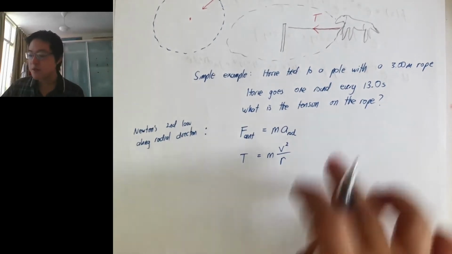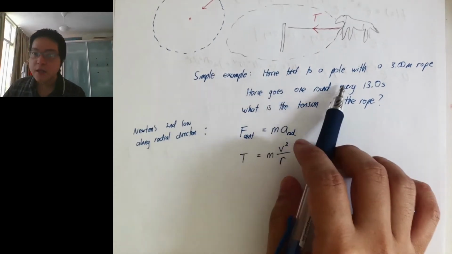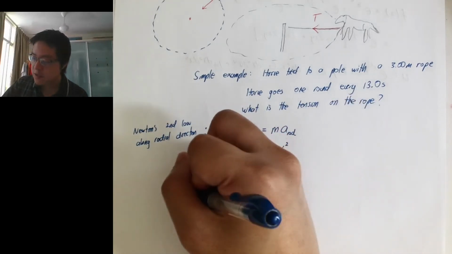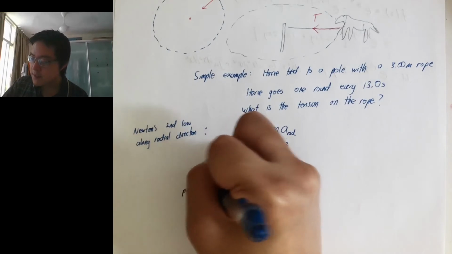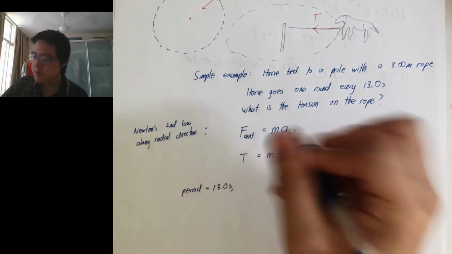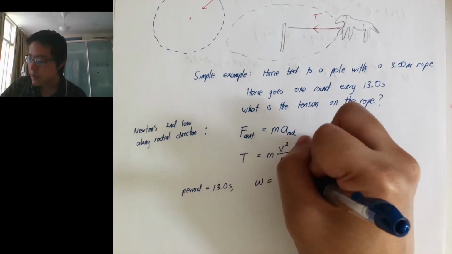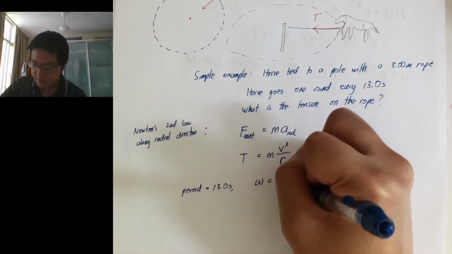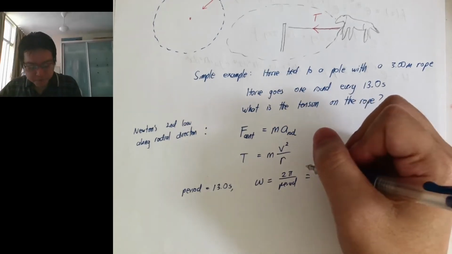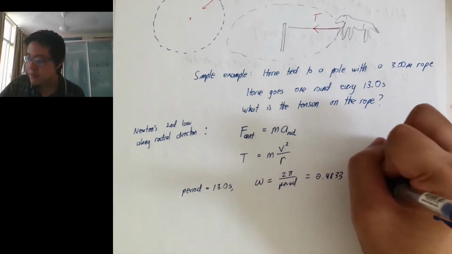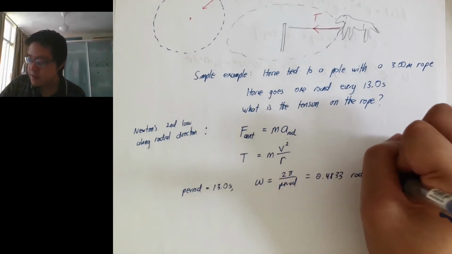So how do we solve this problem? Well, according to the information, the horse goes one round every 13 seconds, so the period is 13 seconds. So from here we can calculate the angular velocity omega, which is 2 pi over the period. If you put in the numbers, you get around 0.4833 radians per second.